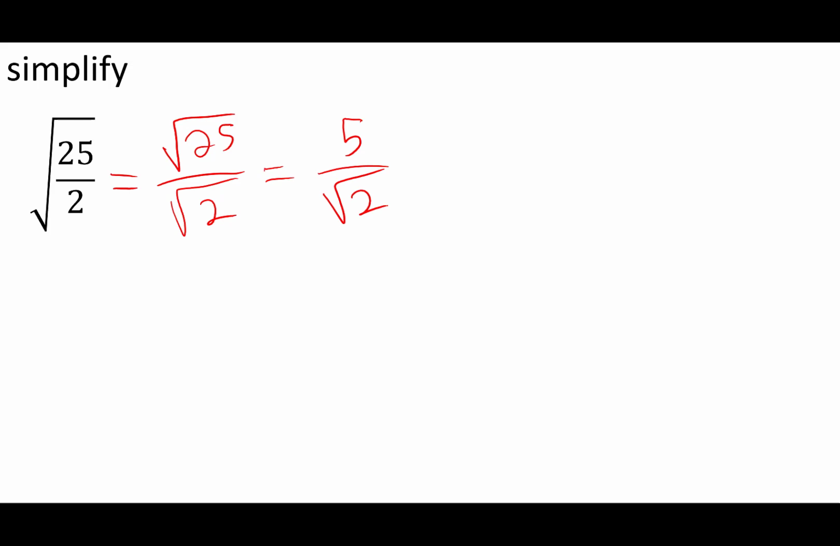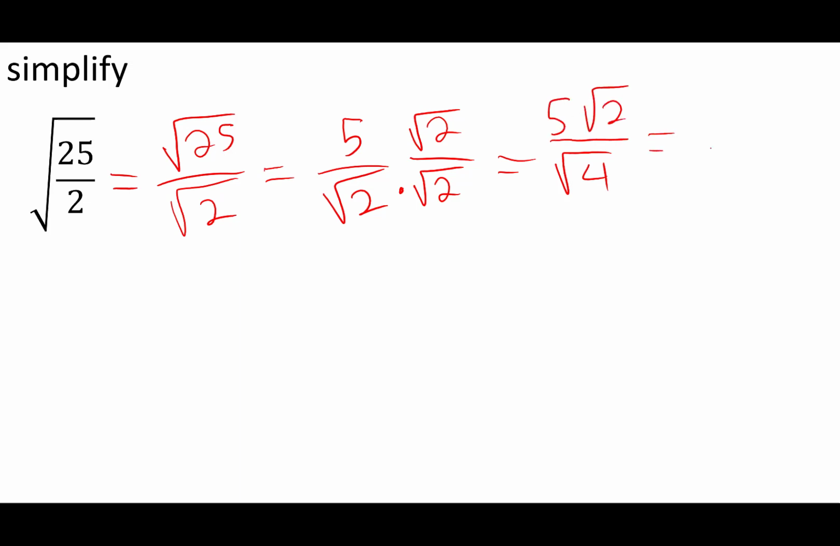Now remember, I don't like radicals in the denominator, so I'm going to multiply both the numerator and the denominator by what's in my denominator. So in this case, square root of 2. Well, square root of 2 times square root of 2 gives me square root of 4 under the radical. In the numerator, I get 5 square root of 2. Well, square root of 4 can simplify, so I get 5 square root of 2 over 2.